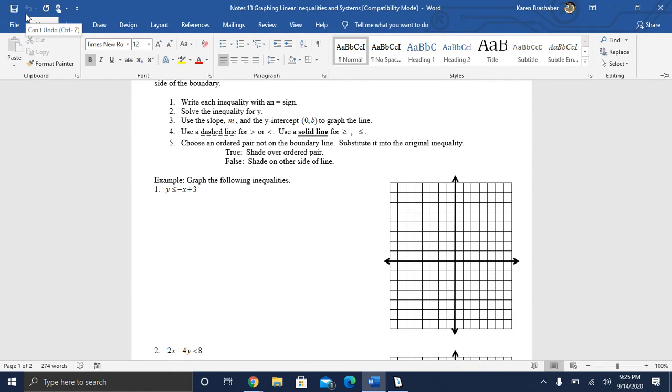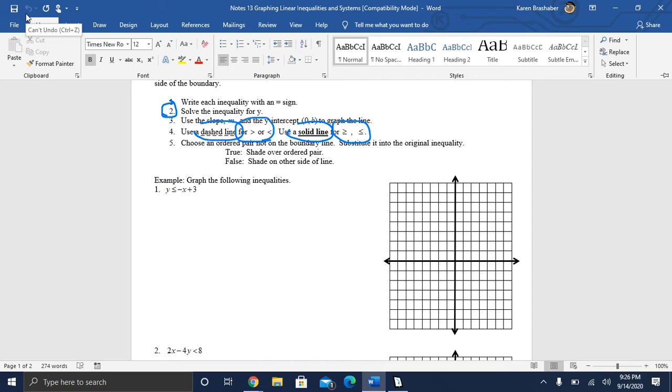We'll be looking today at your Notes 13, which is graphing inequalities and systems of inequalities. So when you graph an inequality, you first of all have to solve the equation for y so that you can find your slope and intercept. You'll use a dashed line if you have the greater than or less than symbol, and you'll use a solid line whenever you have the greater than or equal to, less than or equal to symbol. And then we'll use a test point.